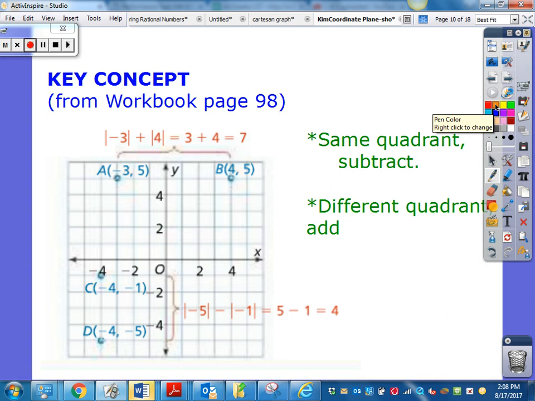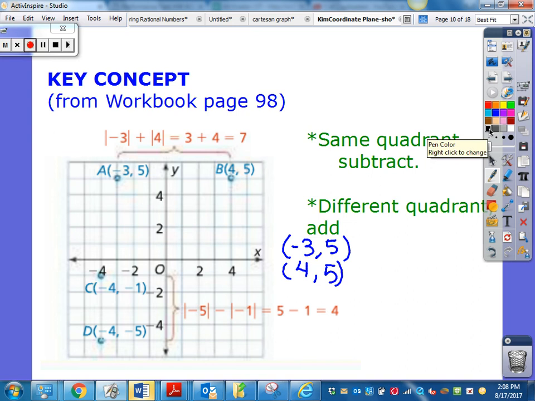Well, let's look at these points A and B that are in different quadrants. Again, I have the coordinates. I'm going to write them down over here. It's almost like I'm going to pretend that I don't even have this picture because I want you to be able to solve distance in the coordinate plane without having to graph them. The first thing that you do is you cross out the coordinate that's the same. In 6th grade, there's always going to be one of the coordinates the same. So I'm going to cross out the 5 because they both have a +5 as a y coordinate.